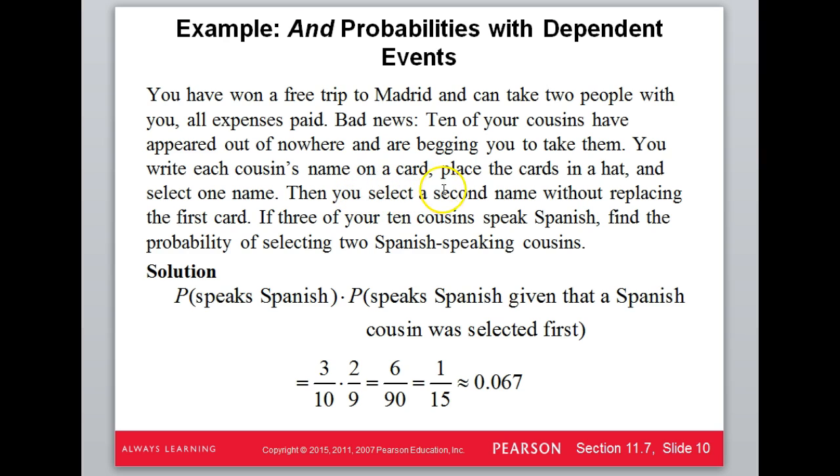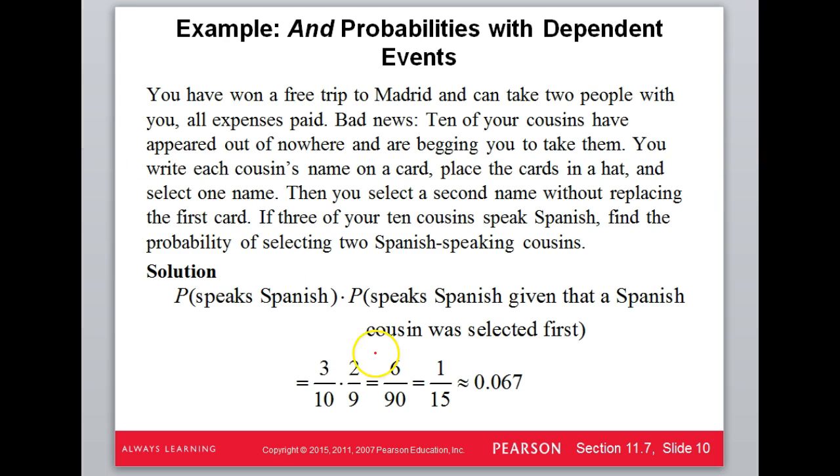Then you select a second name without replacing the first card. Okay, because that person's out, you're not going to take them twice. They're not going to take up 2 seats. So if 3 of your 10 cousins speak Spanish, find the probability of selecting 2 Spanish-speaking cousins, since we're going to Spain.